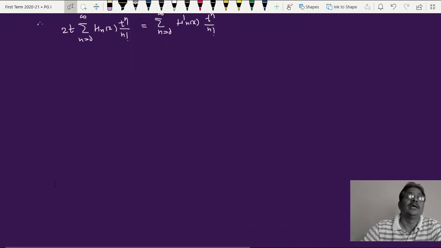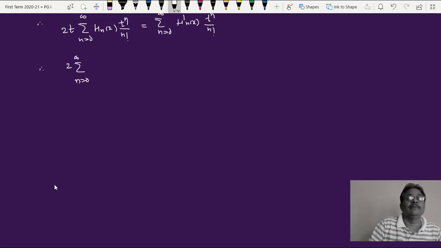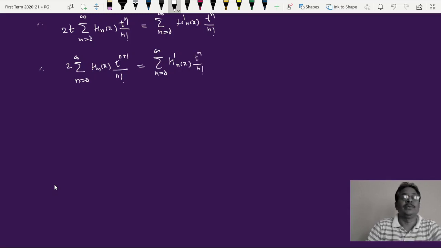Now take that t inside this summation, then you will get twice summation over n equal to 0 to infinity of H_n of x into t raised to n plus 1, this t comes inside, divided by n factorial, equal to summation over n equal to 0 to infinity of H dash n of x into t raised to n upon n factorial. So here we have n plus 1. To make this power t raised to n, what we have to do is, on the left hand side, replace n by n minus 1.